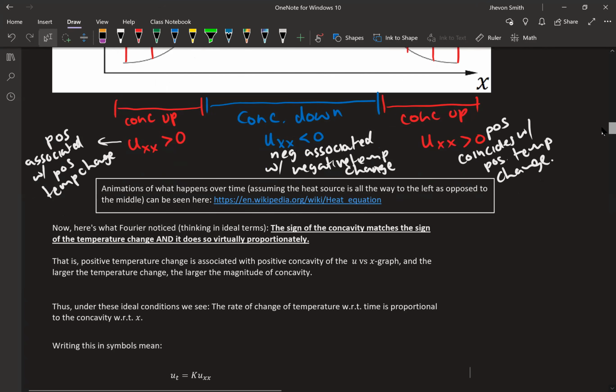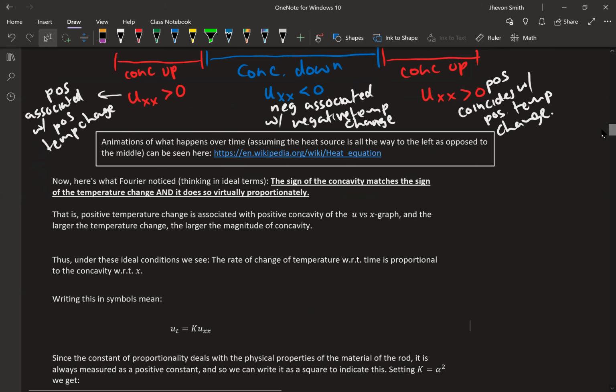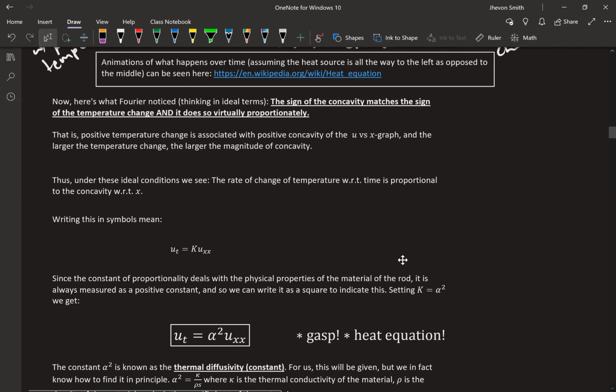Now, the constant of proportionality is always assumed to be positive because it will depend on the material of the rod. So it depends on all sorts of physical features of the rod, determined by density and specific heat and things of that sort. So we always think of the K here as positive. So we mathematically just represent it by a square. Traditionally, we set K to be alpha squared. We just use the Greek letter alpha, and that leads us to here, and gasp, that's the heat equation. So that's where this equation came from.